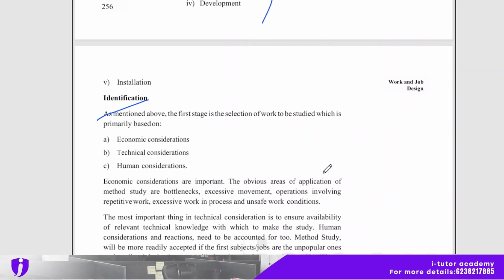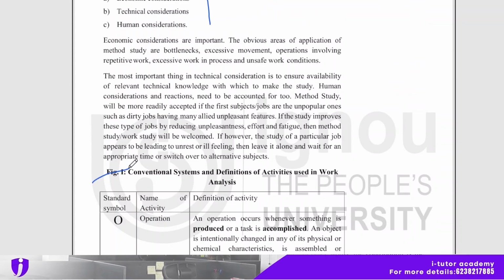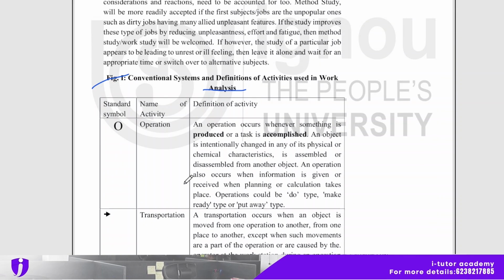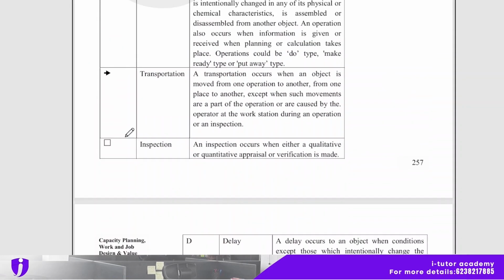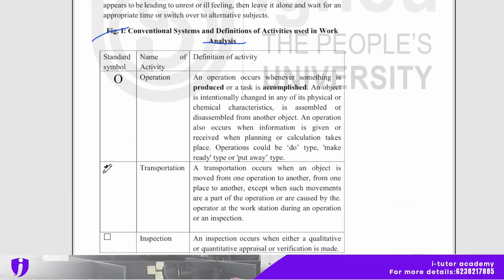Identification, as mentioned above, the first stage, is the selection of work to be studied, which is primarily based on economic considerations, technical considerations and human considerations. So here is one table, the conventional system and definition of activities used in work analysis. Please refer to your study material. There are operation, transportation and their symbols, also standard symbols, and definitions of activities. Please read from your study material.